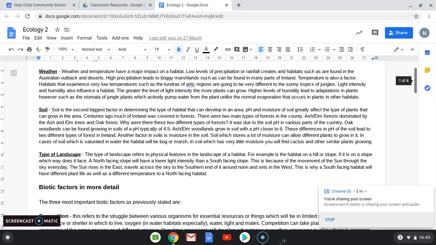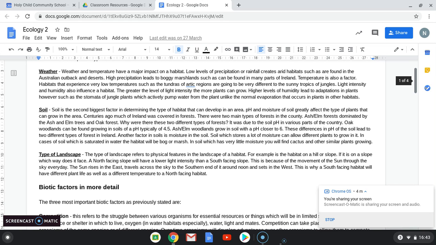However, when we talk about soil, what we're talking about mostly is pH, which is the acidity of the soil, and moisture as well to a degree, both of which will greatly affect the type of plant that can grow. Centuries ago, Ireland was covered in forests. It was said at one point, say 400 years ago, that a squirrel could travel from the east coast of Ireland to the west coast, never having to touch the ground. That's how dense the forests were.